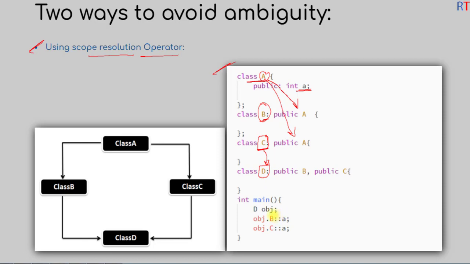So now if we want to use the object of class D and access the member of class A, we have to write object dot B, then the scope resolution operator, and then the member of class A. By this statement we are trying to access the member of class A which has been inherited through class B. And also we can write object dot C and then scope resolution A, and by this statement we are trying to access the member of class A that has been inherited through class C.